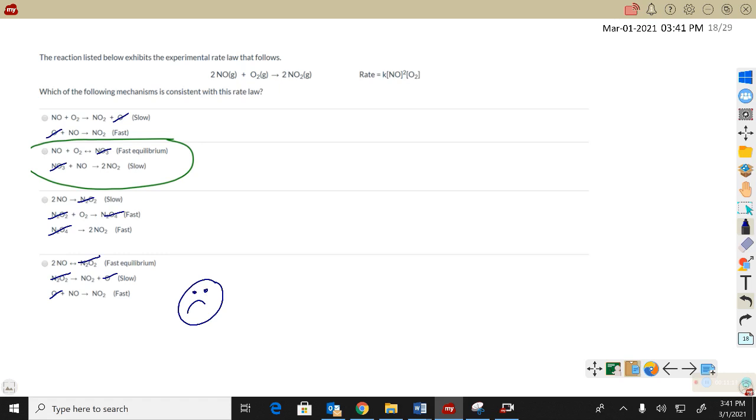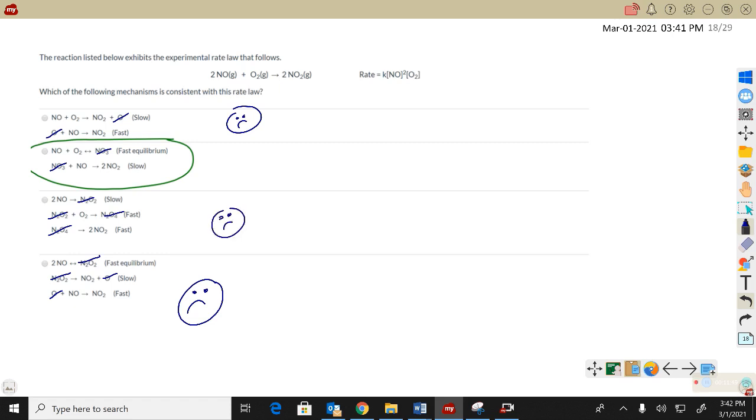All right, so now I'm going to look at the molecularity of the slowest step to see which one would simplify to the experimental rate law. So I'm looking for 2NO, 2 nitrogen monoxide. So I'm not going to have that in the slowest step of the first mechanism. I do in the third mechanism, but I don't have any oxygen in the slow step.